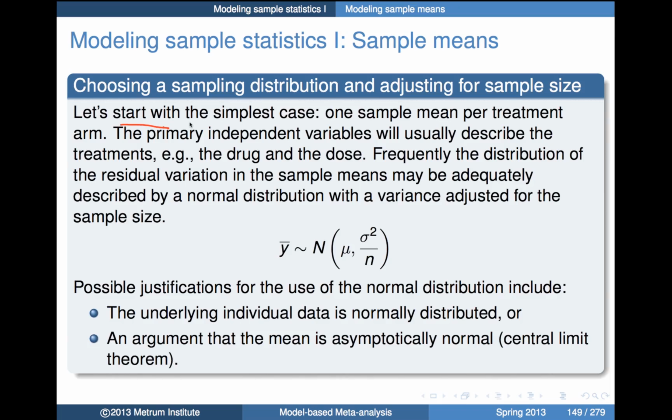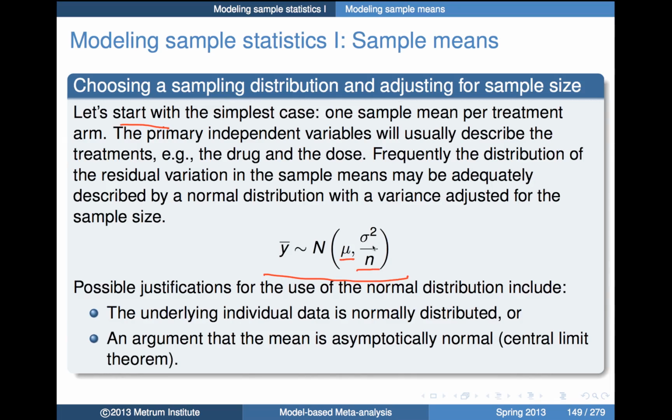And frequently we find that the distribution of the residual variation in our sample means can be adequately described by a normal distribution where we adjust the variance for the sample size. And that's what we're showing in this equation. So here we're imagining y bar is some observed sample mean. And in our model, we're going to describe that as being normally distributed with some underlying mean mu, and the variance here is the variance in the mean.